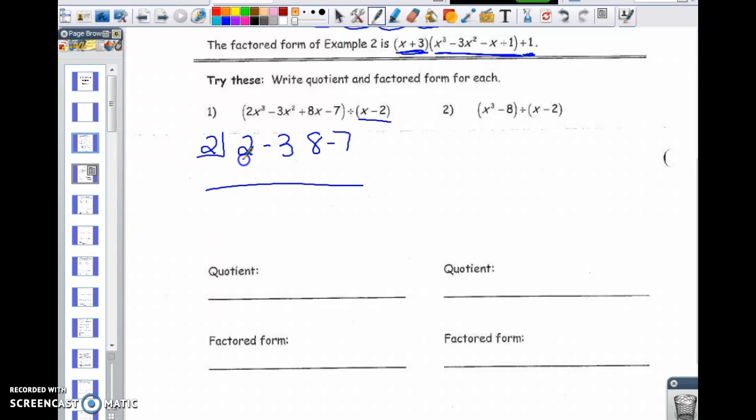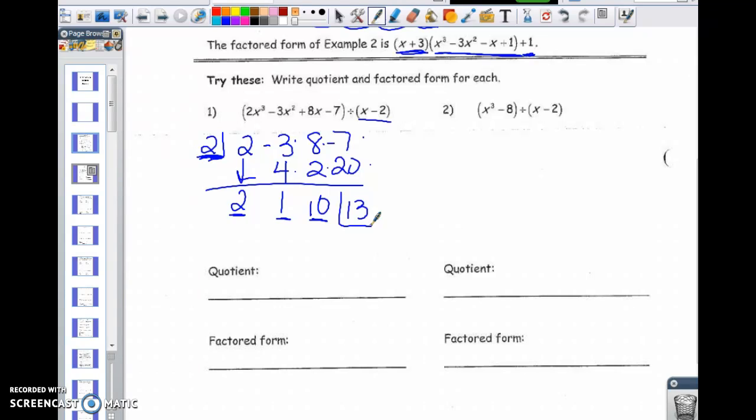Draw my line, draw the arrow, bring down the 2. At this point I go to start. I'm going to take 2 times 2 and get 4. Negative 3 plus 4 is going to give me 1. 1 times 2 is 2. 8 plus 2 is 10. 2 times 10 is 20. Negative 7 plus 20 gives me 13. So my last number there is the remainder.